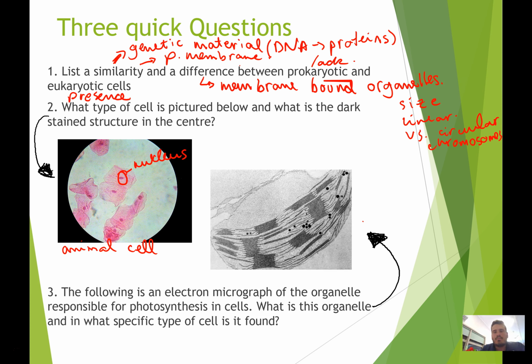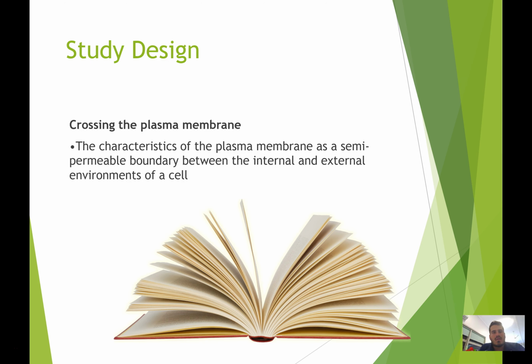Cool. And then over here we've got an electron micrograph of the organelle responsible for photosynthesis in cells. All right. What is the name of this organelle? Hopefully you recognize it as the chloroplast. And what specific type of cell is it found in? It is found in plant cells. Why only plant cells? Because plant cells are the ones that do photosynthesis, right? And that's what the function of the chloroplast is. All right, let's go on to today's work.